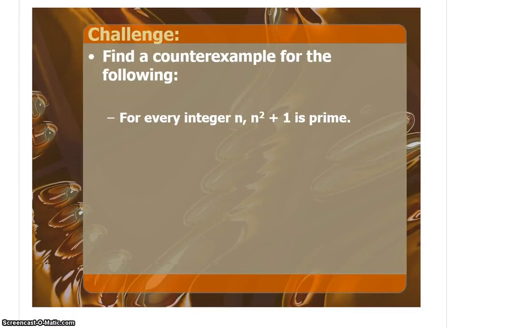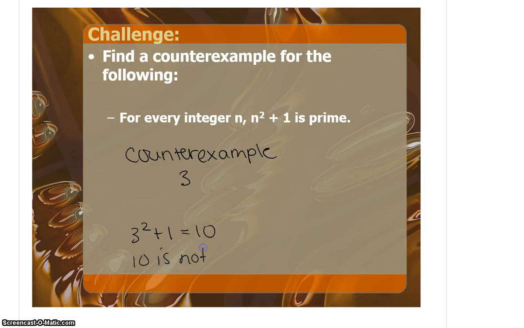So find a counterexample for the following. For every integer n, n squared plus 1 is prime. Well, a counterexample could be 3, because 3 squared plus 1 equals 10, and 10 is not prime.